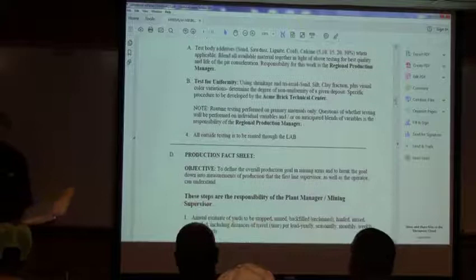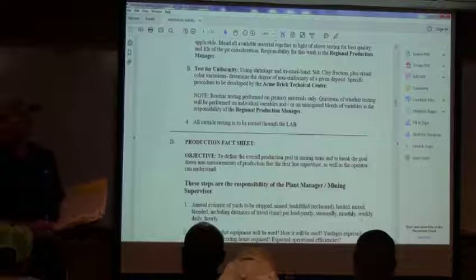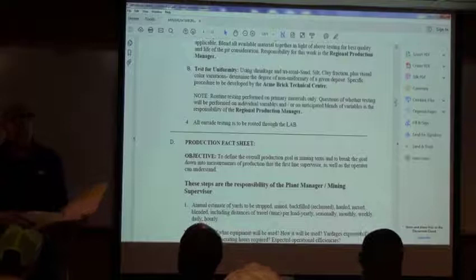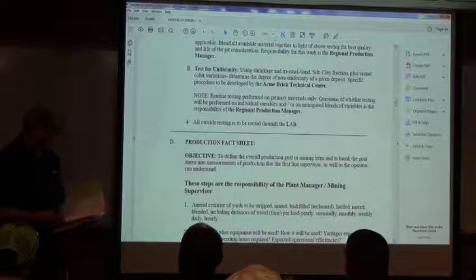Does anybody want to add anything to this yet? All outside testing is through your outside lab. Well, that's true. All outside testing is to be routed through this lab. Yes, that would be preferable. Well, there's money involved in it. But plus, we need to handle the results right.